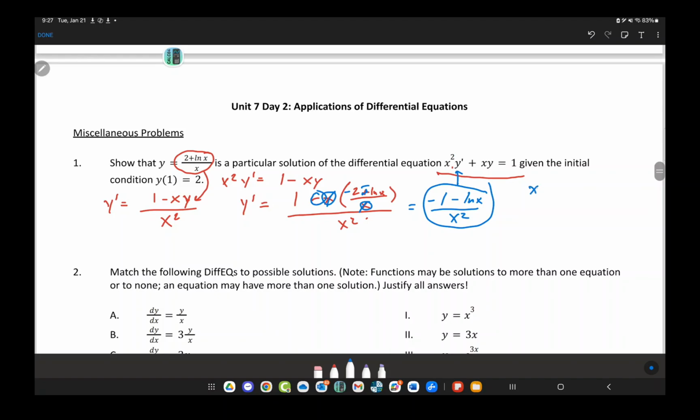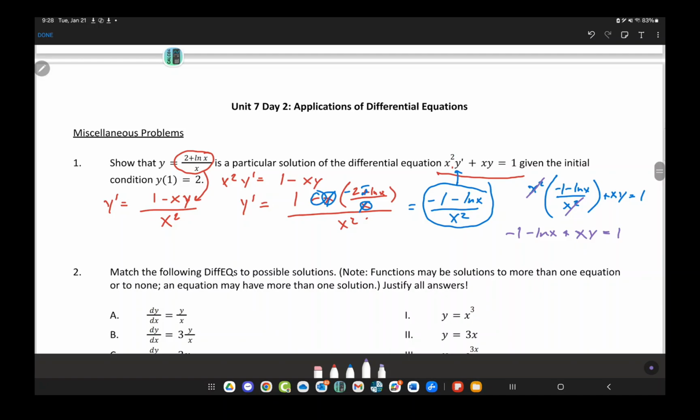So we have x squared times y prime, negative 1 minus natural log of x over x squared, plus xy equals 1. Wait, we're solving for y? So we get negative 1 minus natural log of x plus xy equals 1. If I want to get y by itself, what would I need to do?